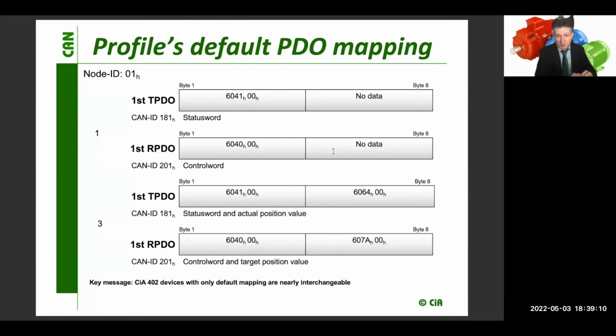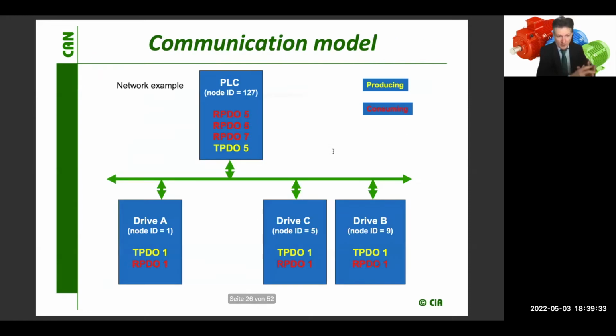If you design a more advanced system, you would like to submit also a goal position, which you would like to reach, target position, or you would like to submit the actual value. Then in this case, you could use mapping variation 3. The PDO is a very effective way to do so.